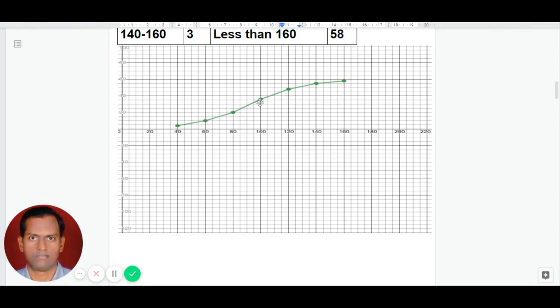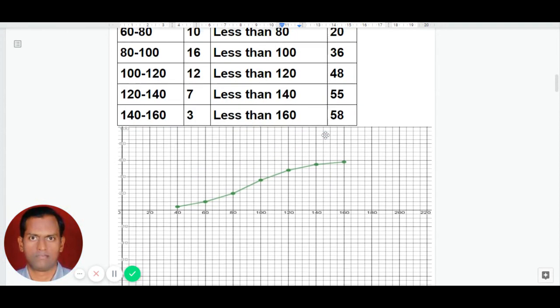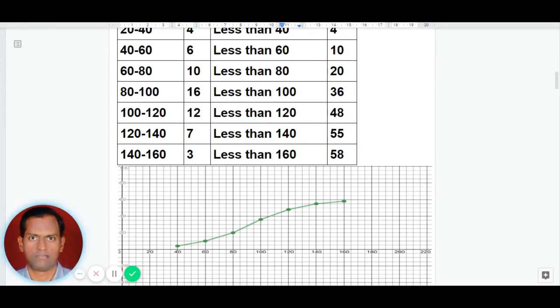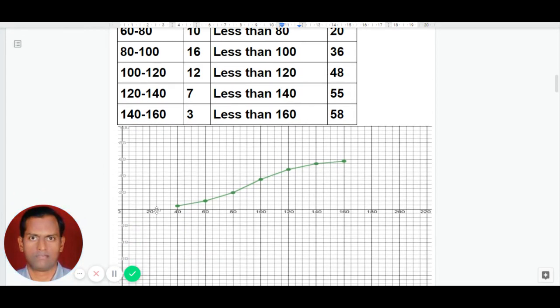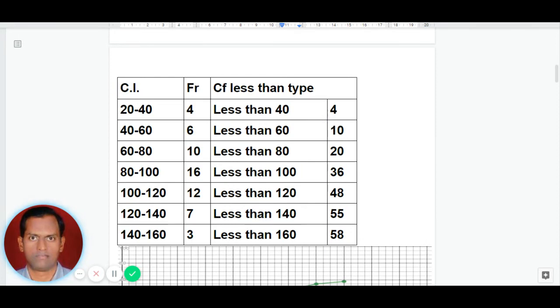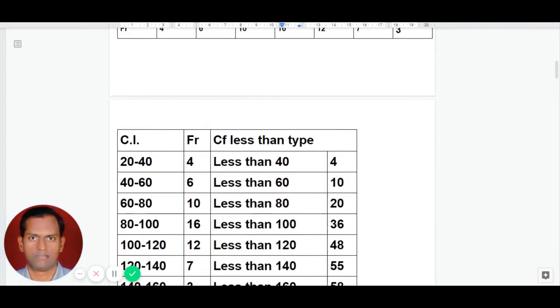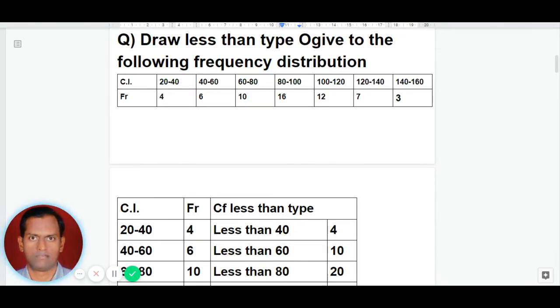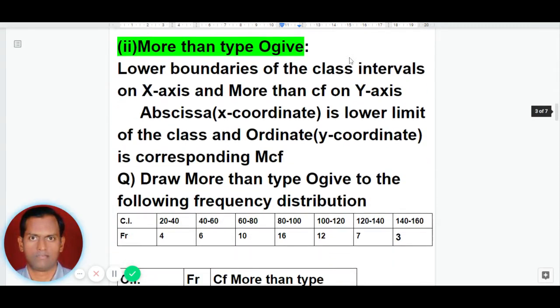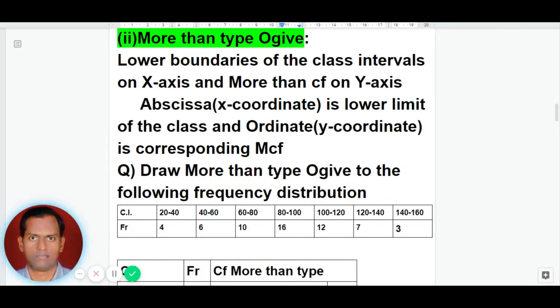Look here. This is called less than type Ogive. We represent 40, 60, 80, 100, 120, 140 and 160, that means the upper limits, on the x-axis, and on y-axis we represent the less than cumulative frequency. This is called less than type Ogive.